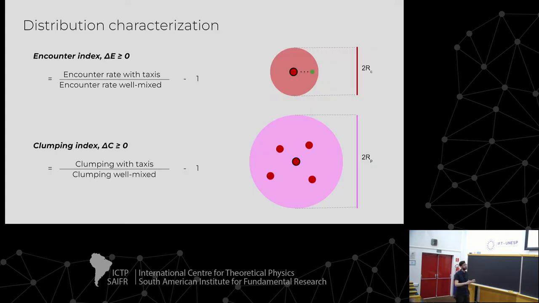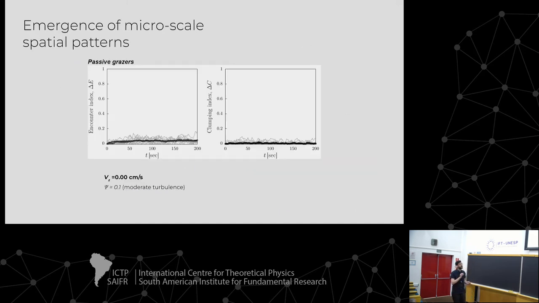To characterize the spatial patterns that I'm going to show, I defined two indices. One is associated with how close phytoplankton and zooplankton are to each other, and the other is related to how close zooplankton are to each other. I defined these two indices using the well-mixed regime as a reference, so we want to know how far from the well-mixed regime we are. This is important, because if we are in the well-mixed regime, things get much easier mathematically, and we can scale these things much more easily, but this is not the case, and that's a critical point. So with passive grazers, turbulence mixes things, and there is nothing interesting. The two indices are close to zero, indicating that species are well mixed, randomly distributed in space.